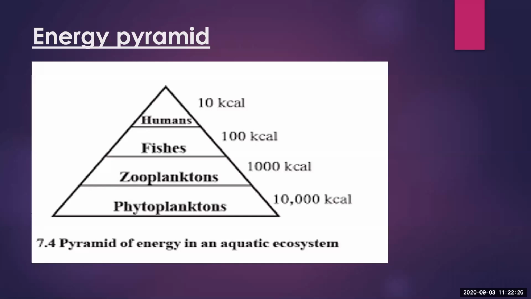So as we go above, the number of kilocalories, that is energy, decreases. The amount of energy decreases, and this pattern is known as what? Pyramid of energy. This energy pyramid shows how the energy is transferred from one organism to another organism, or from one trophic level to another trophic level, how the energy is decreasing, and the number of organisms in these particular trophic levels is also increasing.